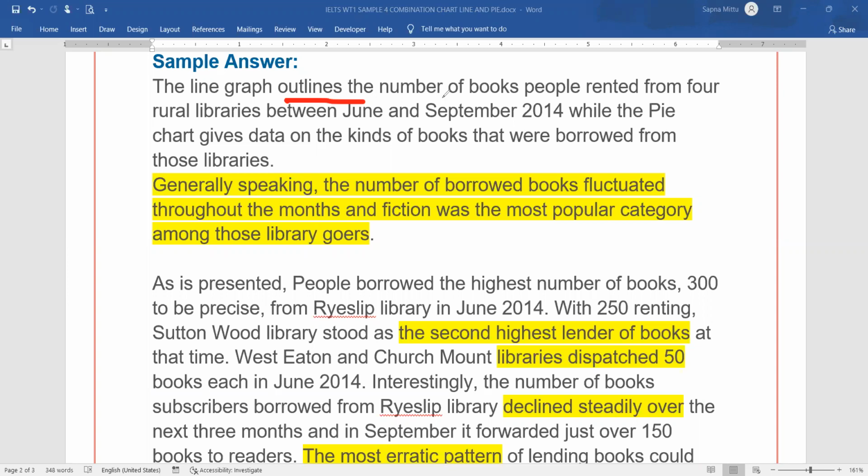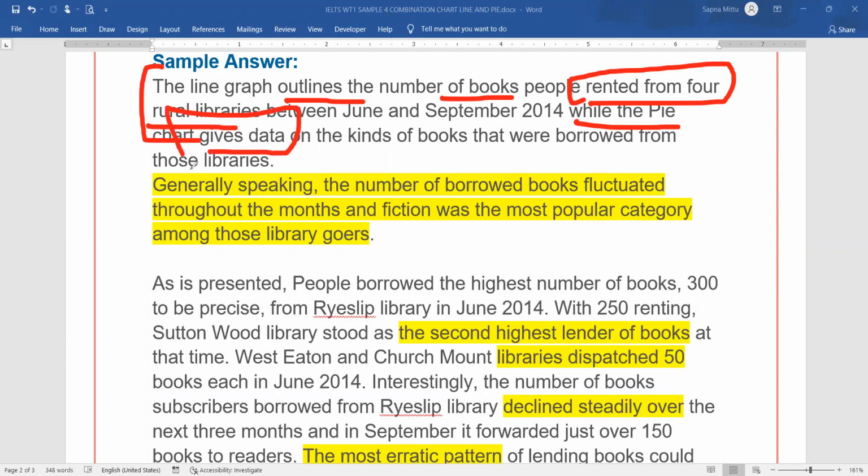Now outline the number of books people rented from 4 rural libraries. You have totally changed the statement. And also while the pie chart gives the data, it gives a comparison on the kinds of books that were borrowed from the libraries. Now I have written here borrowed, so you have to change this word. You cannot use this word again and again.